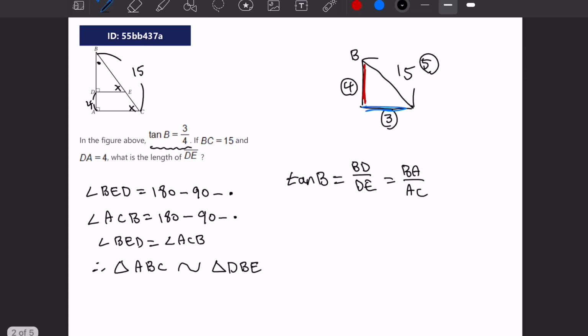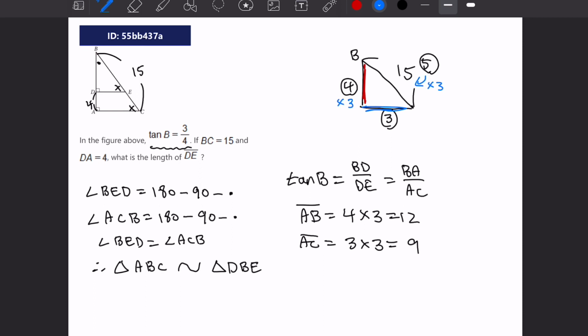So in conclusion, AB should equal 4 times 3, which is 12, and AC should equal 3 times 3 equals 9. To expand this from here to here, we multiply by 3 to get 15. So we gotta multiply here by 3, here by 3 to get the actual length. So we get that AB is equal to 12 and the question is asking the length of DE.